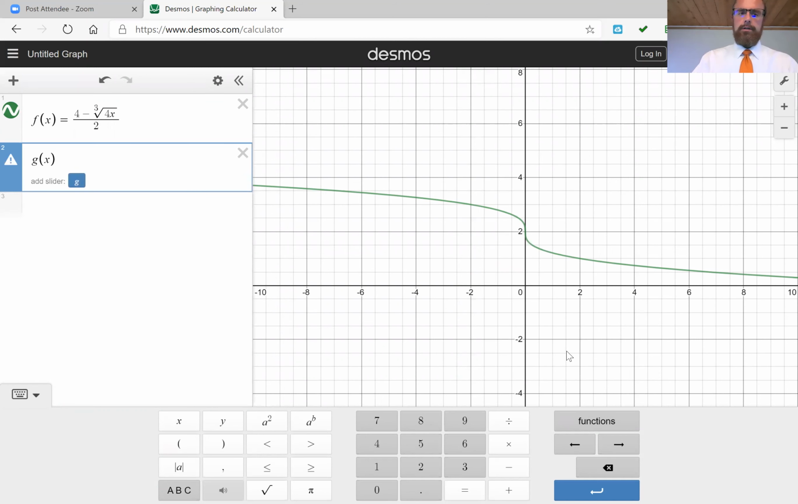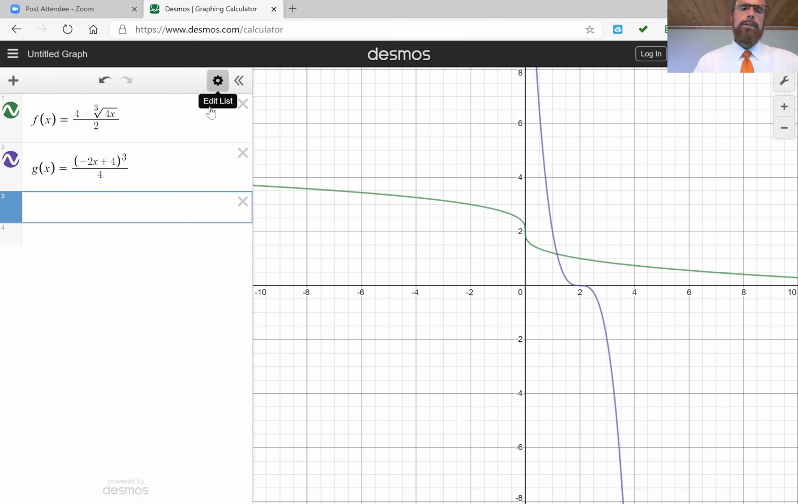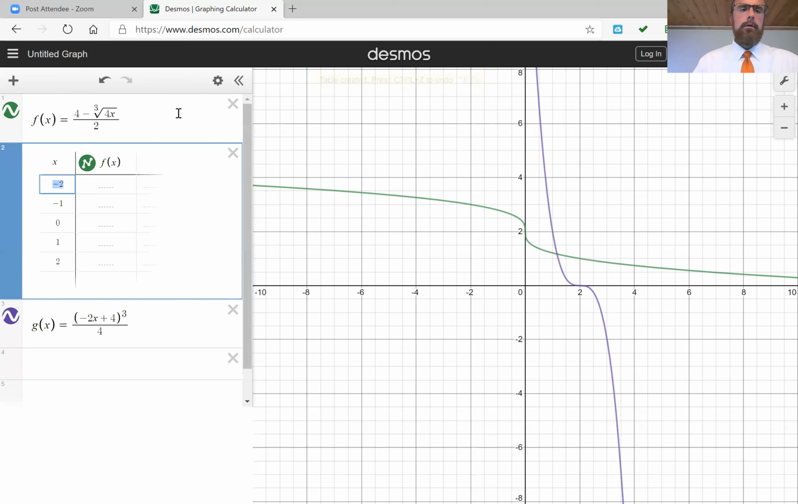Here's our inverse. We'll call it g of x just to distinguish it from f of x. So this is also a fraction. In my numerator within parentheses is negative 2x plus 4, all raised to the power of 3 over 4. And that's shown up there in the purple. Let's get a table for these so that we can graph them on our work.